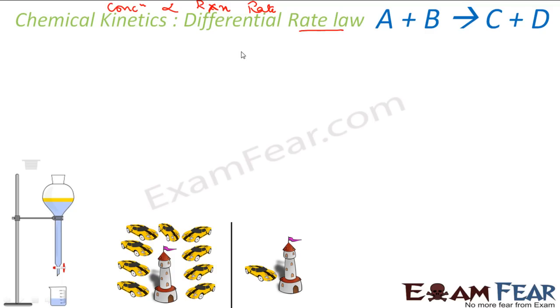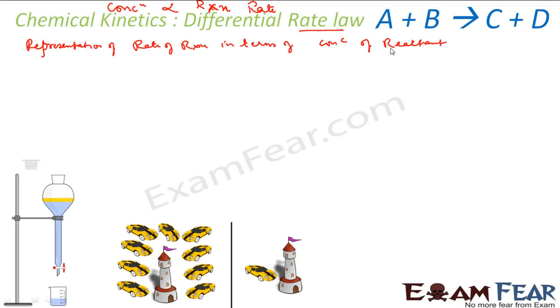So they came up with something called rate law, and rate law is nothing but my representation of rate of reaction in terms of concentration of reactant, and that is called rate law. Correct. It's also called rate equation, and it's also called rate expression. Three different names: rate law, rate expression, rate equation.